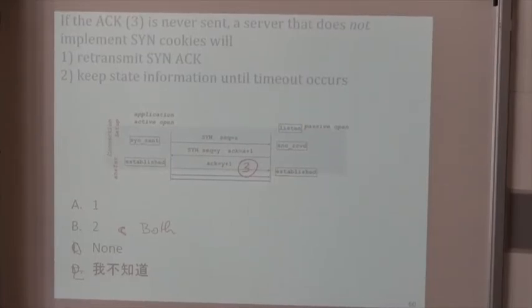The majority thinks B, which means 2, which is certainly true, but A, 1, is also true. Right? That's the normal thing of TCP. If you send a packet, then you wait for the ACK of this packet because you're never sure whether this packet will be received. So a normal TCP server that does not implement SYN cookies, when it sends the SYN ACK, which is this packet here, waits for an ACK. If the ACK doesn't come, it will retransmit.